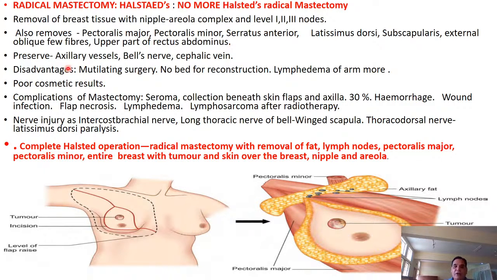What has he preserved? Axillary vessels, Bell's nerve and cephalic vein. These are the structures preserved. So these are removed and these are preserved.